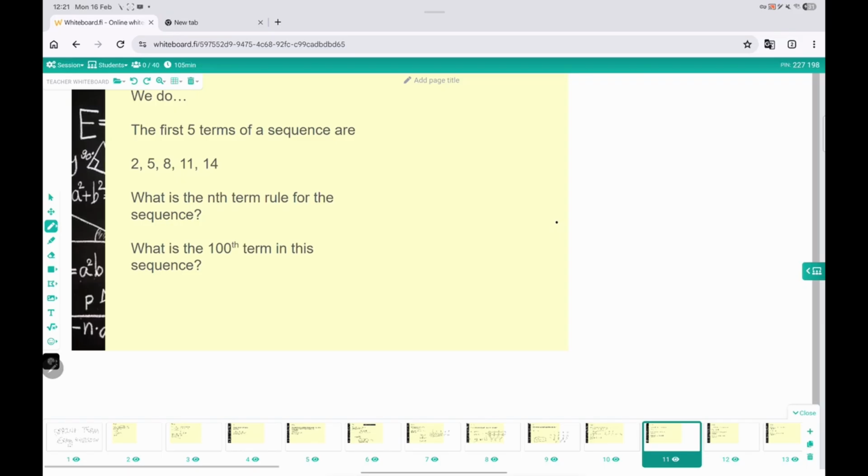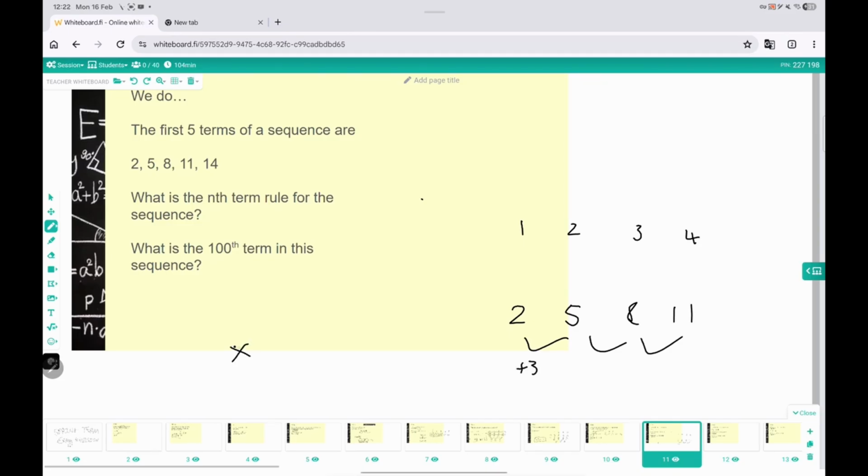So that's what you should really be focusing on. So 2, 5, 8, 11, what is the nth term rule for the sequence? As before, let's use our position to term method that we did before. Remember, we don't need to go through all the terms we've got because we'll get the pattern quite quickly. Position: the first, second, third and fourth term. Remember, we first look at the difference. So it's going up in threes.